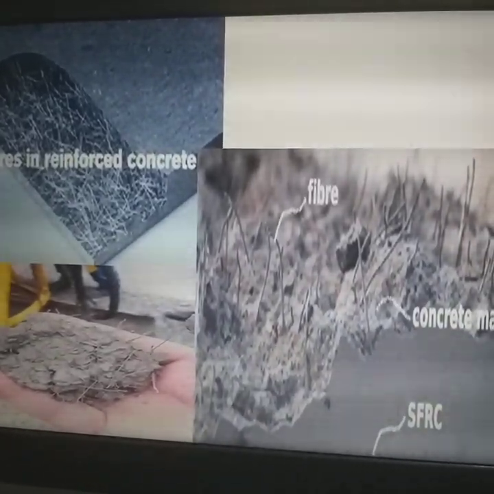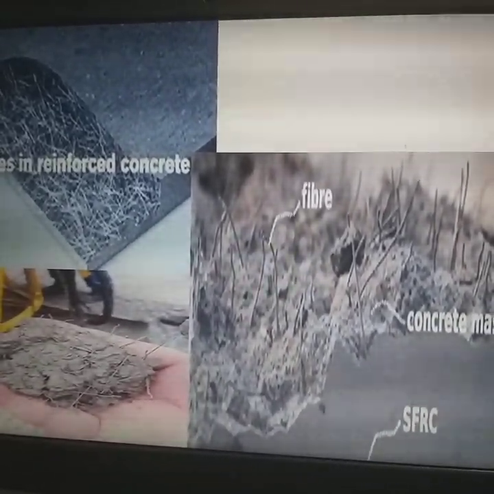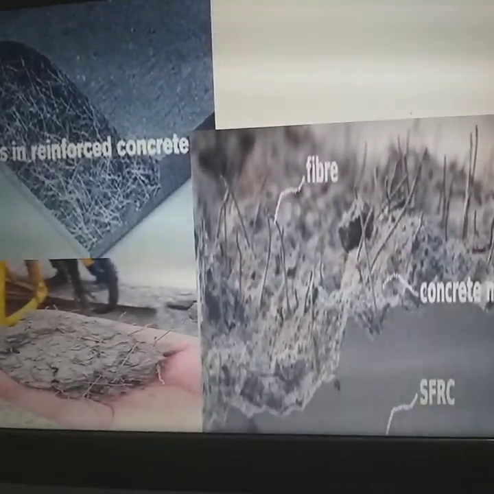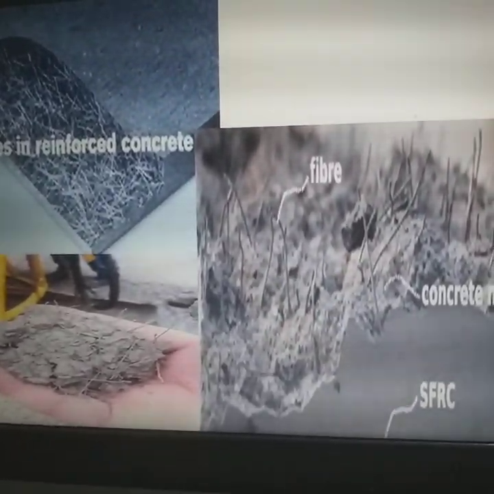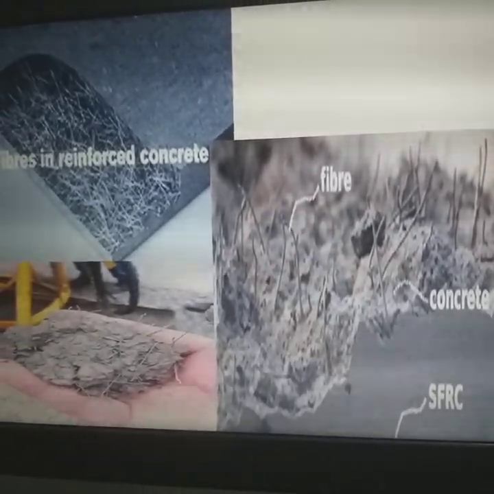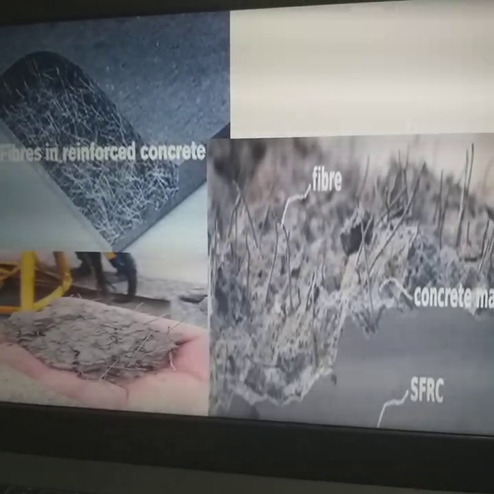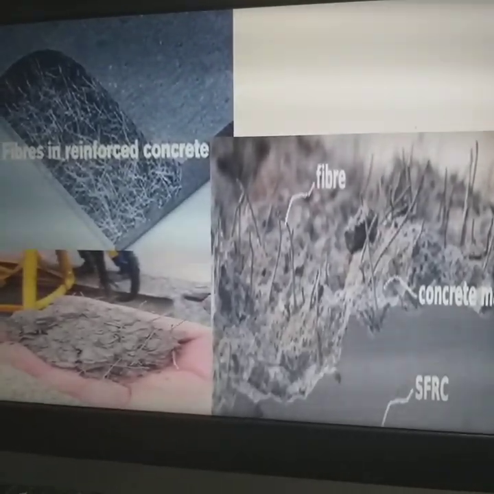Today we are discussing fiber reinforced concrete. Fiber reinforced concrete is a two-phase material consisting of a matrix which is reinforced with randomly oriented small diameter fibers in order to improve its various mechanical properties such as toughness, ductility and control of cracking.